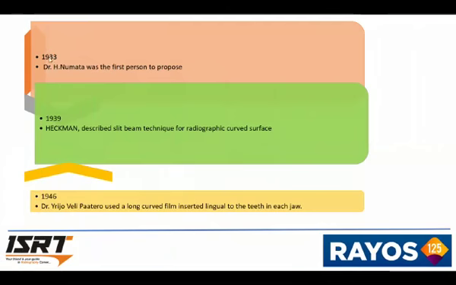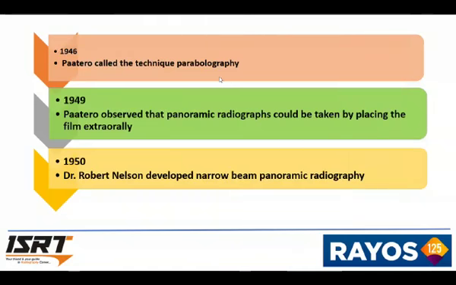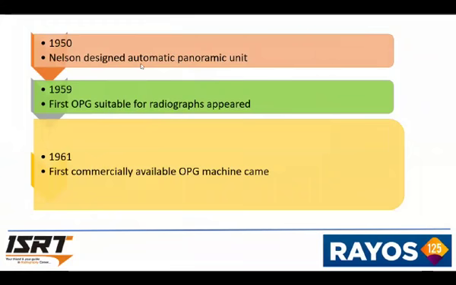In 1933, Dr. H. Numata was the first person to propose this. In 1939, Heckman described the slit technique for curved surfaces. In 1947, Yrjö Veli Paatero used a curved film inserted lingual to the teeth in each jaw. Paatero called this technique parabolography. Paatero observed that the panoramic radiograph should be taken by placing the film extraorally. In 1950, Dr. Robertson developed narrow beam panoramic radiography, and Robertson designed the automatic panoramic in 1950.